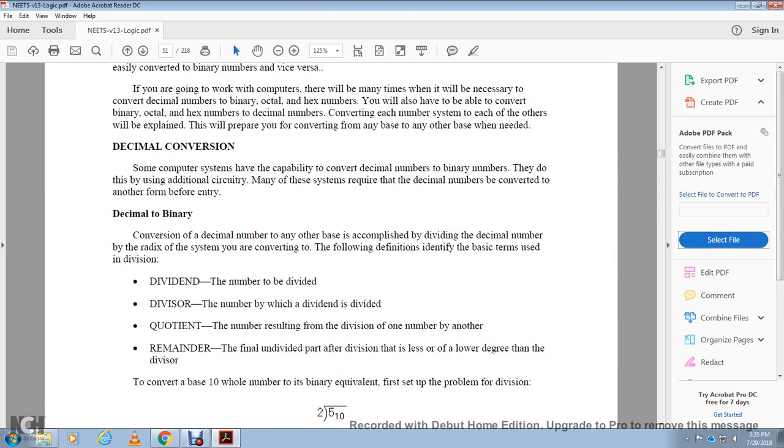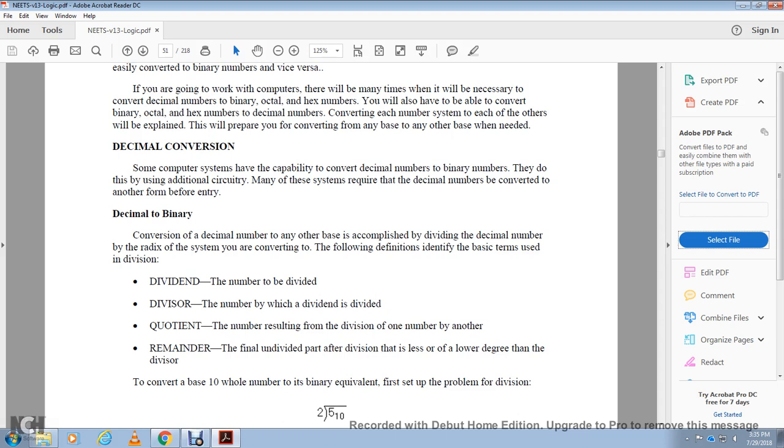Alright, decimal to binary. Conversion of a decimal number to binary, or to any other base, is accomplished by dividing the decimal number by the radix of the system you are converting to. The following definitions identify the basic terms used within division. Dividend: the number that is to be divided. Divisor: the number by which the dividend is divided. Quotient: the result of the division of one number by another. Remainder: the final undivided part after the division, that is of a lower degree than the divisor.